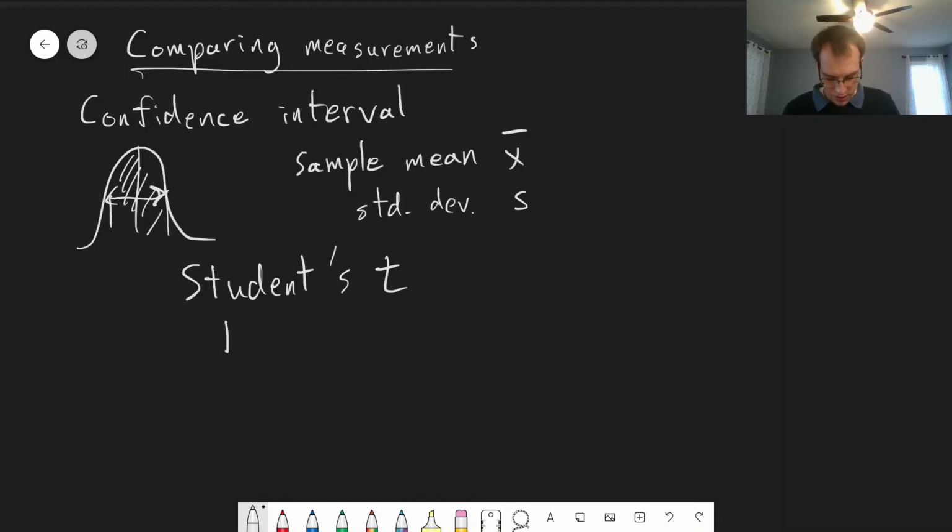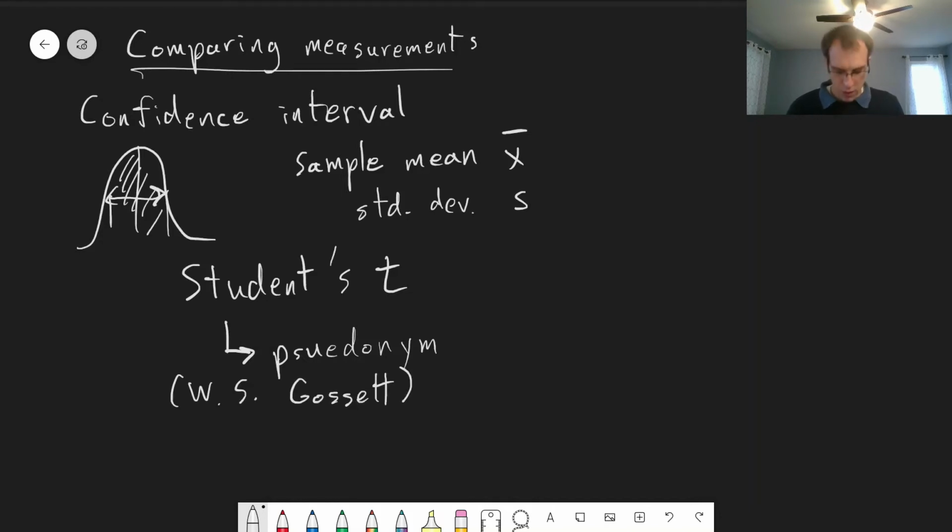Now student is a pseudonym for a Scotsman or an Irishman. I can't remember which now. He actually worked for a brewing company and came up with these statistical analysis tools. W.S. Gossett was his actual name. So student here is not as in like a student, it was just his nickname, his pseudonym that he published under. He published these statistical ideas.